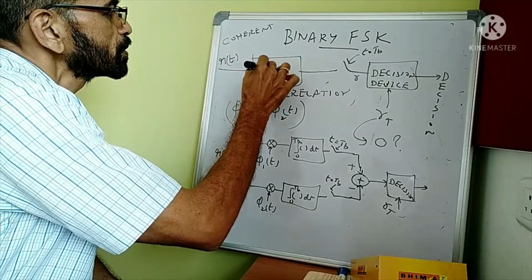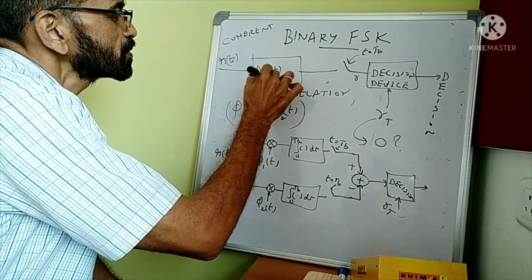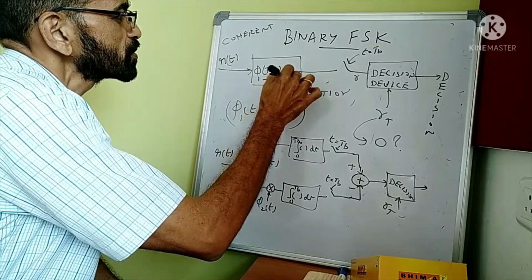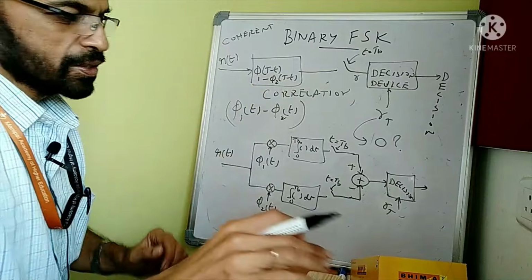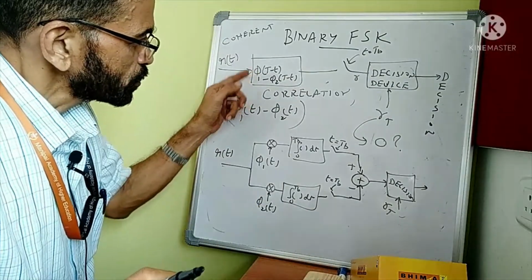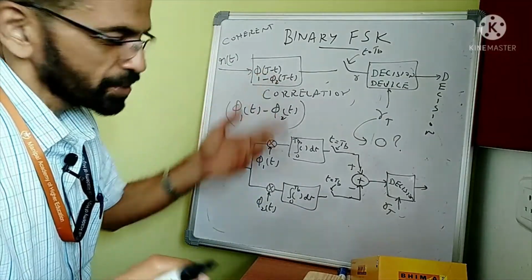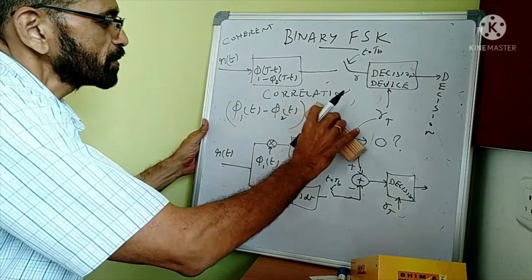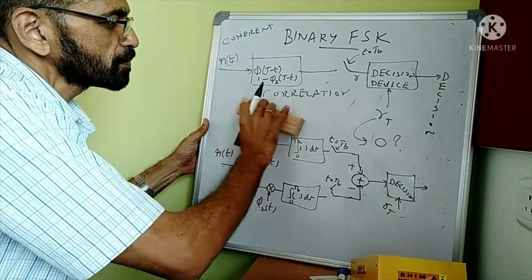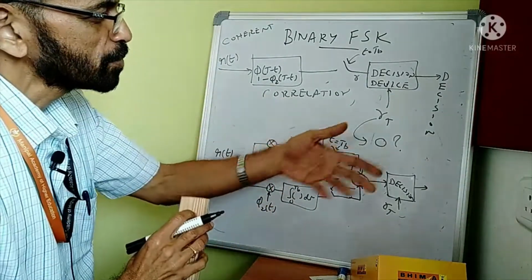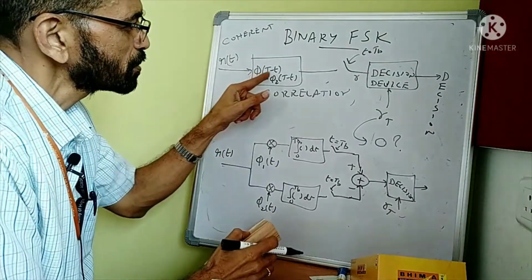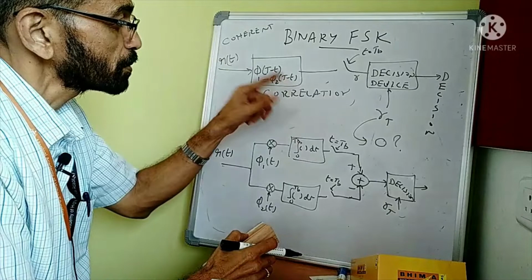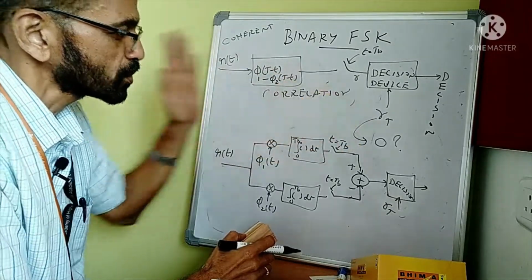Phi 1 t minus t minus phi 2 t minus t. This will be the impulse response of the matched filter. If you want, you can have S1 t minus S0 t minus t, same thing, except for a scaling factor. Again, you have to find out what happens to gamma t instead of using S1 capital T minus S0 capital T minus t. If I use this, what happens to the threshold?